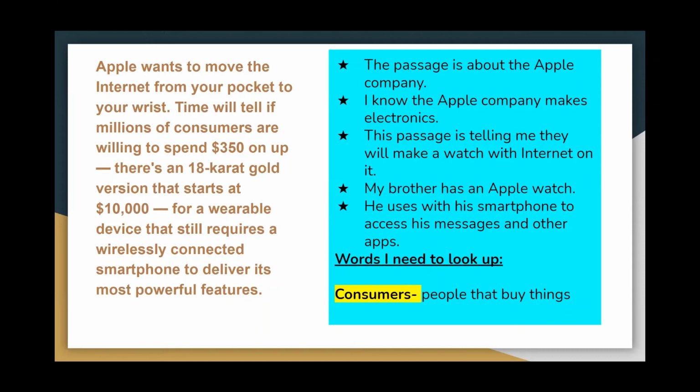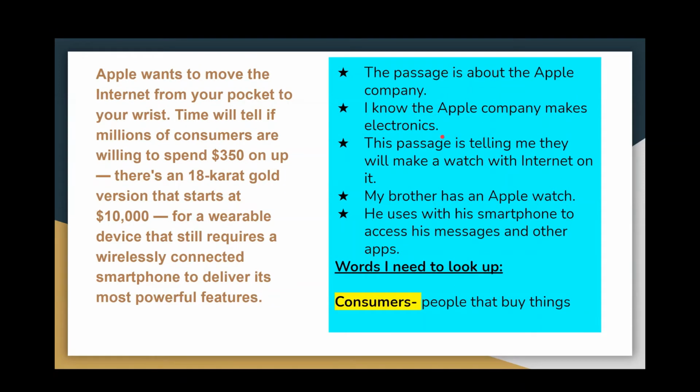I know that the passage is about Apple Company. I know the Apple Company makes electronics. I know this passage is telling me that they will make a watch with internet on it. My brother has an Apple Watch. He uses it with his smartphone to access his messages and other apps. So since I have this background information, I know a little bit more about what they're talking about in this text. Some words that I need to look up are maybe consumers. When I look up the word consumers, it tells me they are people that buy things.